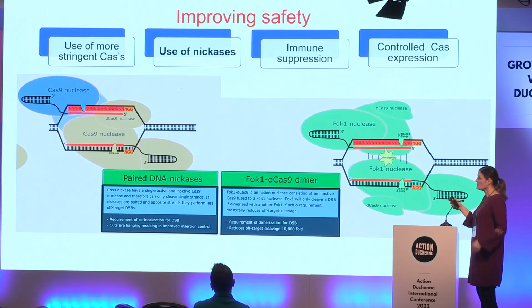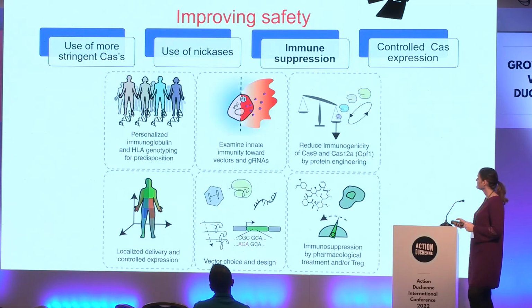Or we can also use a completely inactive Cas, so they won't cut any of the strands, but they will bind. And again, we use them as pairs, and we can link the Cas to another cutting enzyme, and it reduces the off-target cleavage 10,000-fold. So there are things being done to improve the safety of gene editing in terms of off-targeting.